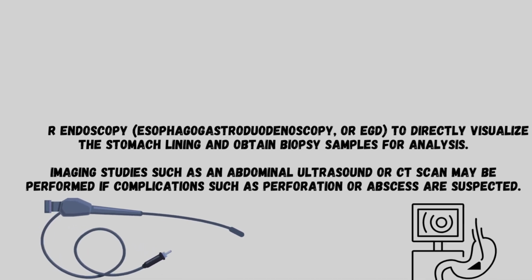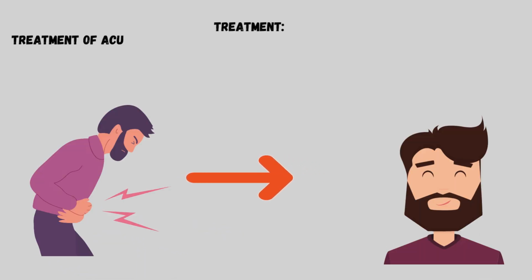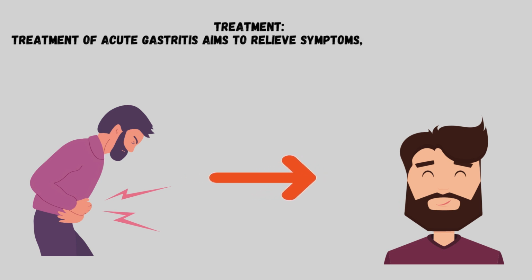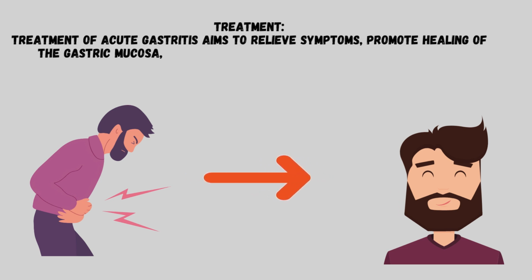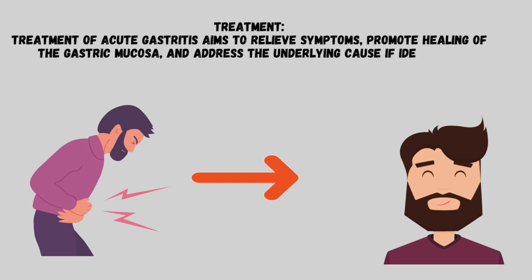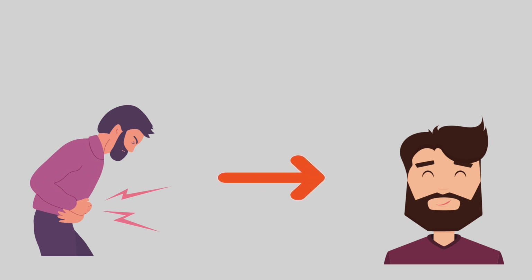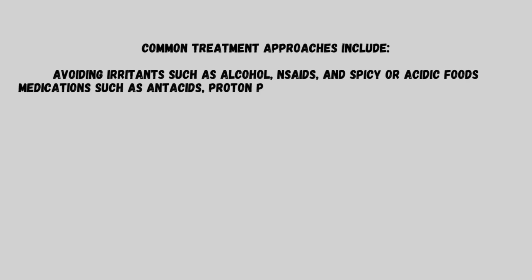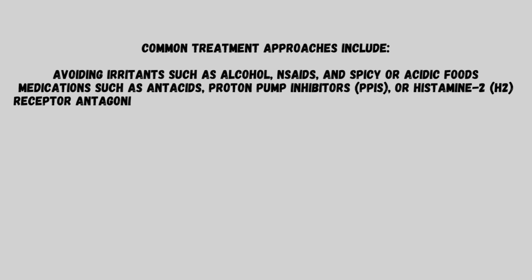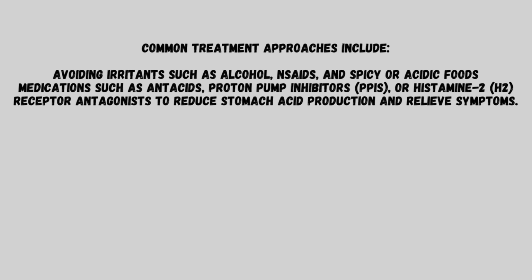Imaging studies such as an abdominal ultrasound or CT scan may be performed if complications such as perforation or abscess are suspected. Treatment. Treatment of acute gastritis aims to relieve symptoms, promote healing of the gastric mucosa, and address the underlying cause if identified. Common treatment approaches include avoiding irritants such as alcohol, NSAIDs, and spicy or acidic foods, medications such as antacids, proton pump inhibitors, PPIs, or histamine 2, H2, receptor antagonists to reduce stomach acid production and relieve symptoms.